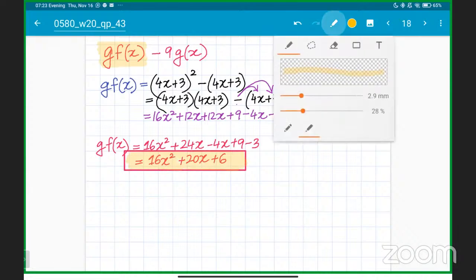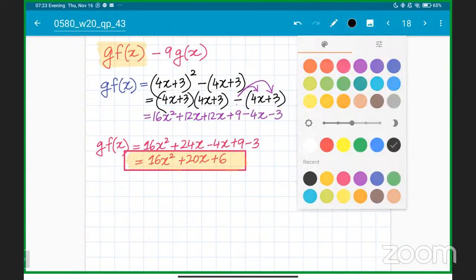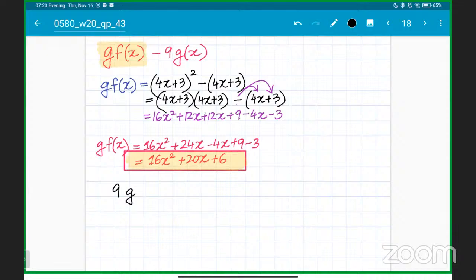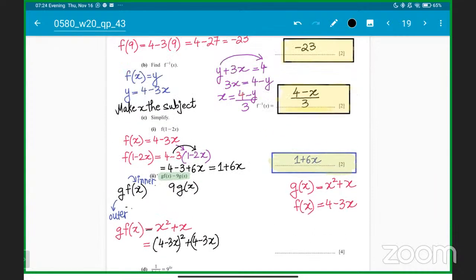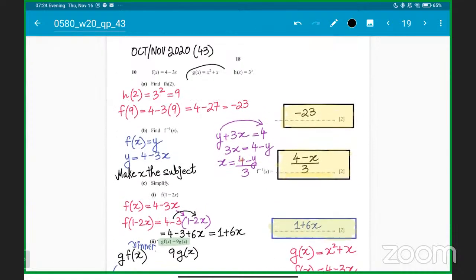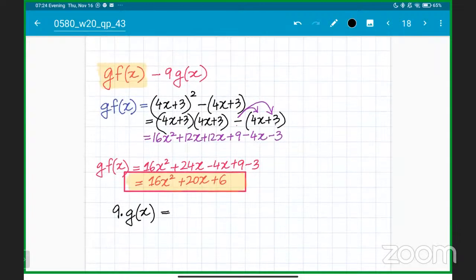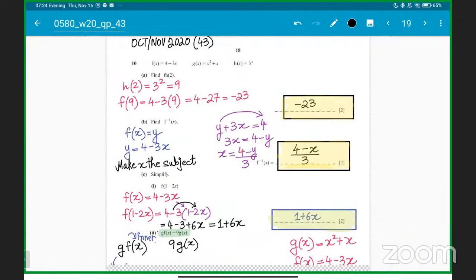Okay, students. What's left is basically a simple thing, that is 9 times g(x). So we just have to multiply whatever the g function was. Let's take it from there. The g(x) function is x squared plus x, right? So let me write down both the functions for your understanding, if you are revising this. x squared plus x, and the f(x) function was 4x plus 3, right? Am I right or am I right? Got it, everyone? Sorry, 4 minus 3x.